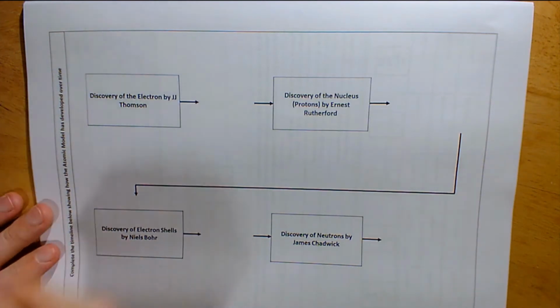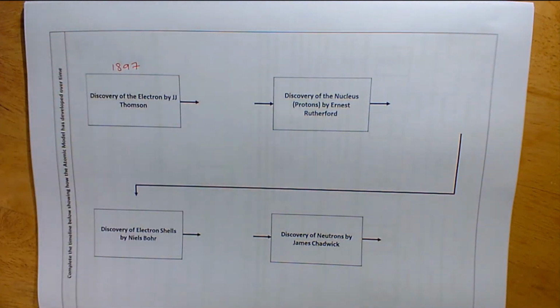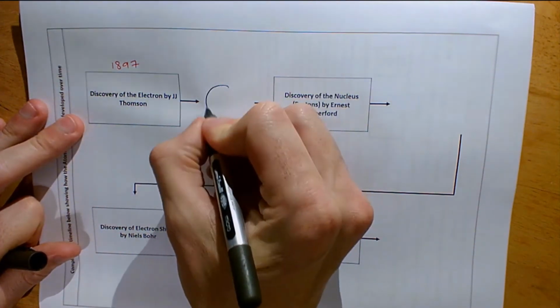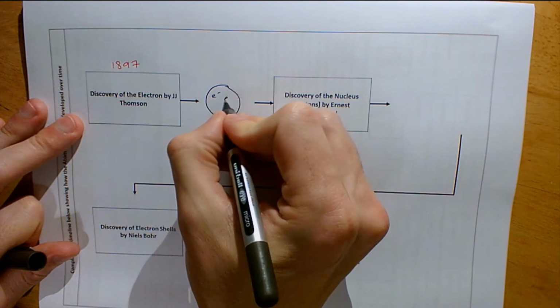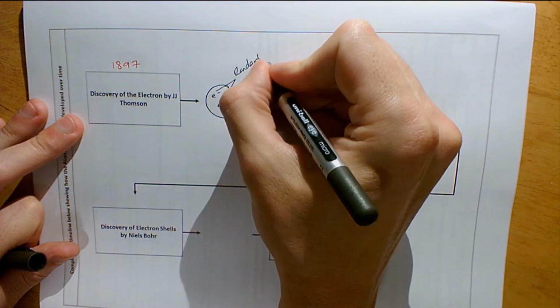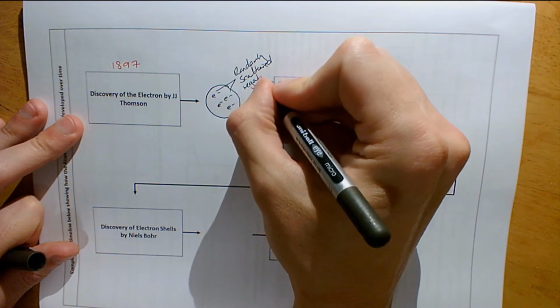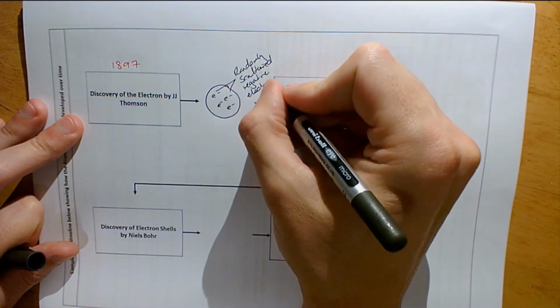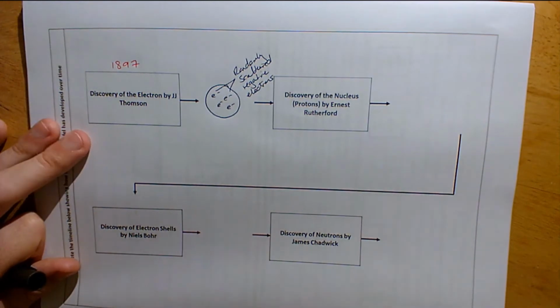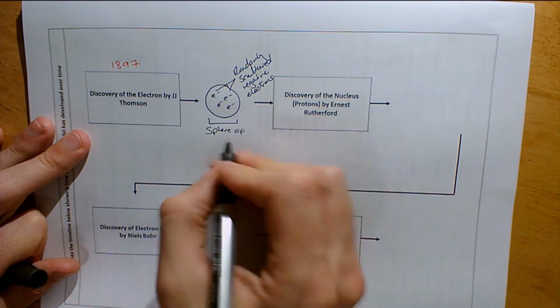So it was 1897 when J.J. Thomson had discovered the electron. And from that, he developed the plum pudding model. So we should remember randomly scattered negative electrons, okay, and you should be copying this down, and a sphere of positive charge.